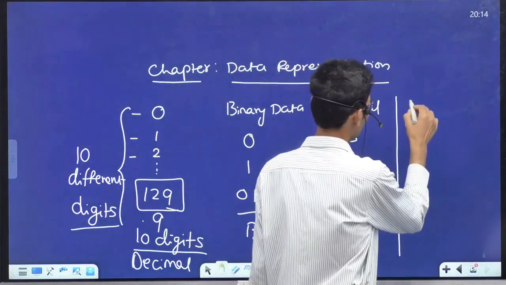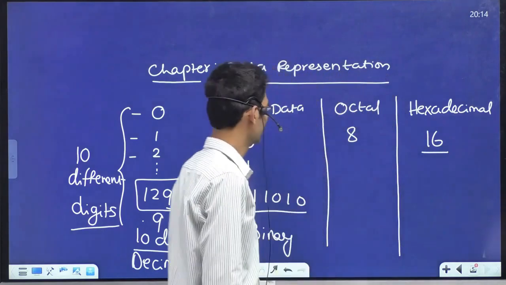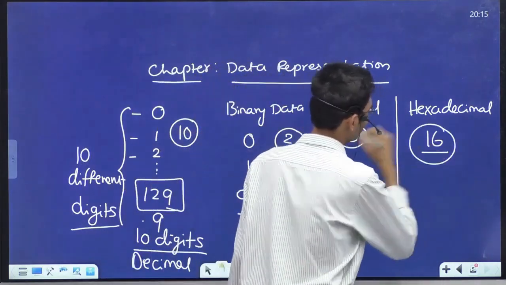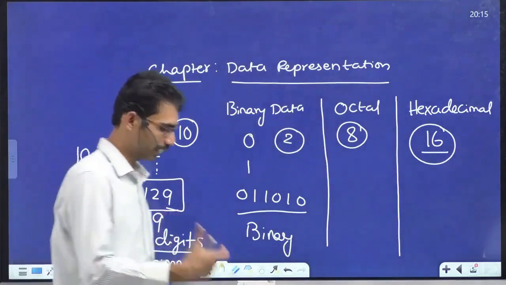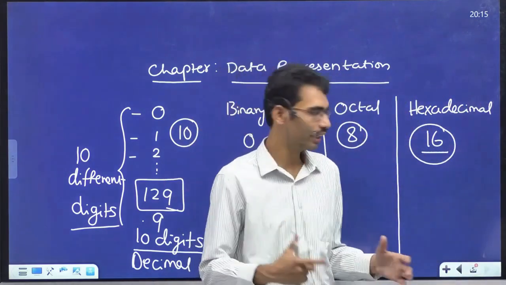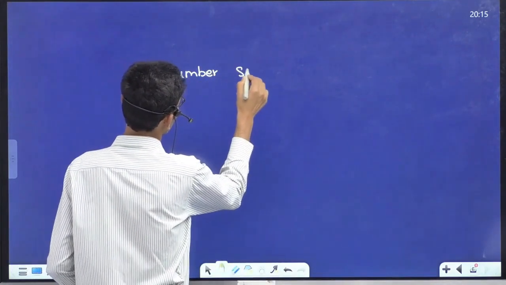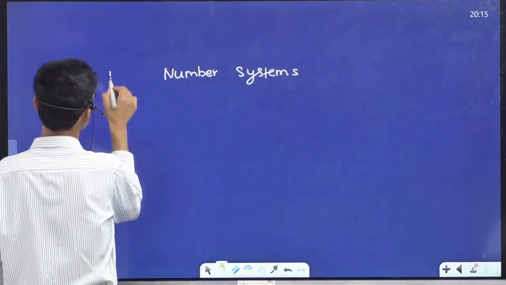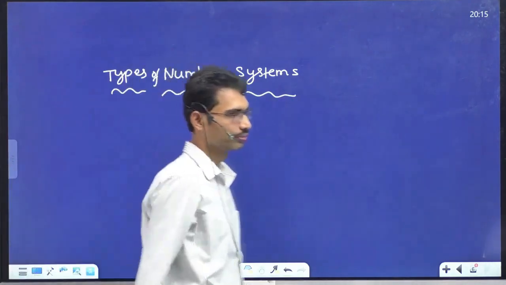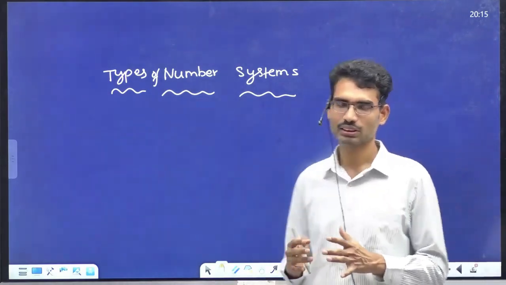Next one, hexadecimal system. 16 different possibilities. So 10 possibilities, 2 possibilities, 8 possibilities, and 16 possible different ways of representing data. These are called different types of number systems. So now you can give the heading: number systems. Types of number systems. In each different type of number system, a different way of representation is given.